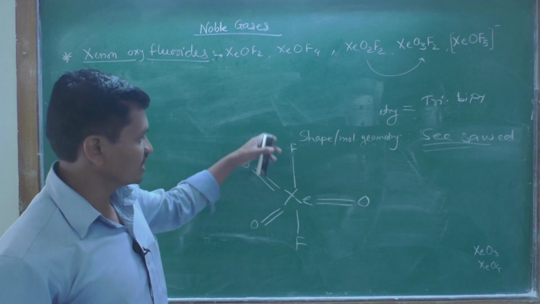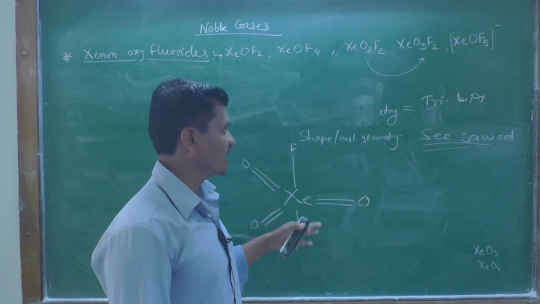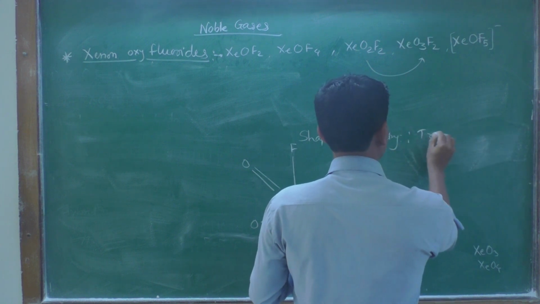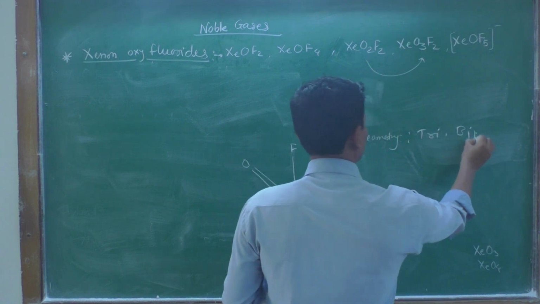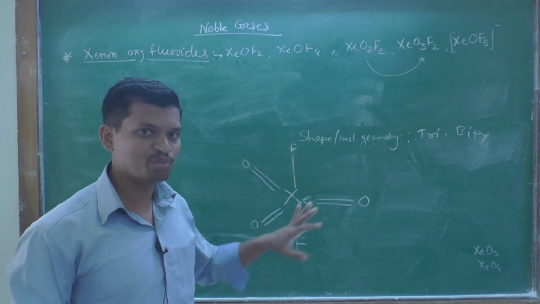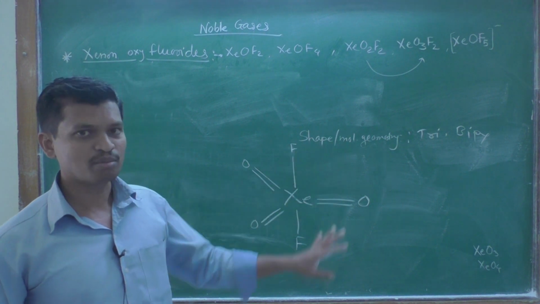Okay. Now the expected geometry and the actual geometry, that is the shape of the molecule, both are the same, and that is trigonal bipyramidal. Both are the same, okay. Now no lone pair is present in this molecule. So the XeO3F2 molecule is trigonal bipyramidal.